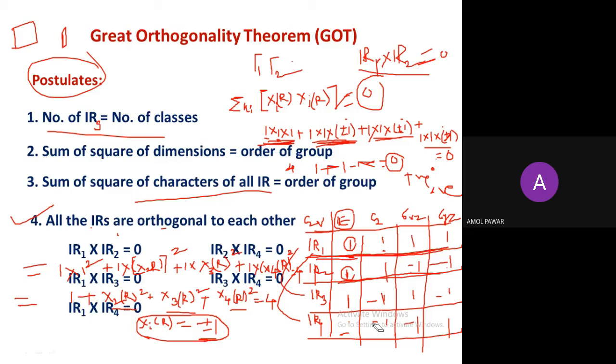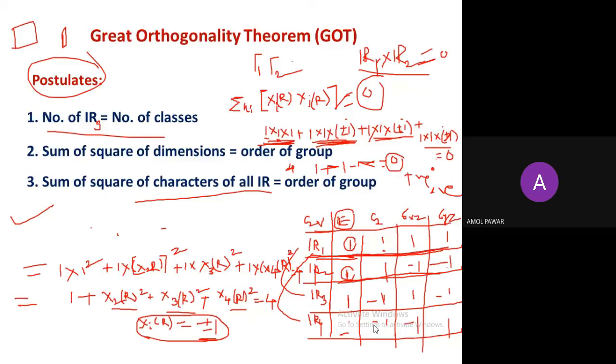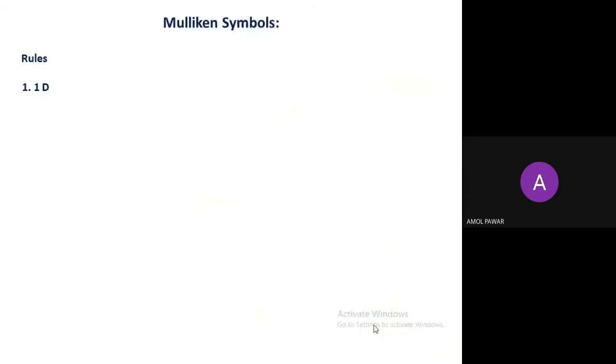Any doubt in construction of C2V? If you have any doubt in construction of C2V, then please ask. Now, I think there is no doubt. Then I will show you one. I will show you for the C3V point group. So how to write the C3V point group?